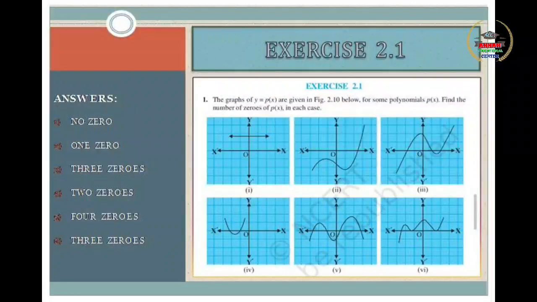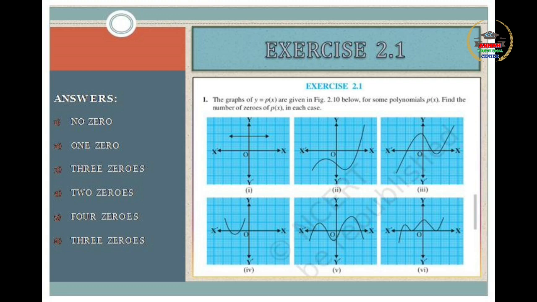Now with all this basic knowledge, we are going to discuss exercise 2.1 in your NCERT book. I will read the question for you. The graphs of y equal to p of x are given in figure 2.10 below for some polynomials p of x. P of x means polynomial in x. Find the number of zeros of p of x in each case. In this question, they are asking us to just find the number of zeros. They are not asking us to identify what type of polynomial it is. So just see the graph and find the number of points where it touches the x-axis, and that is going to be the answer.